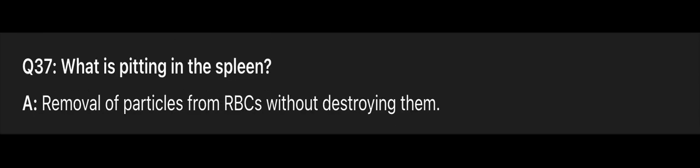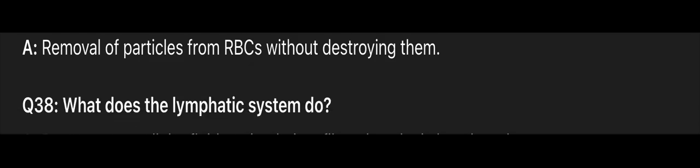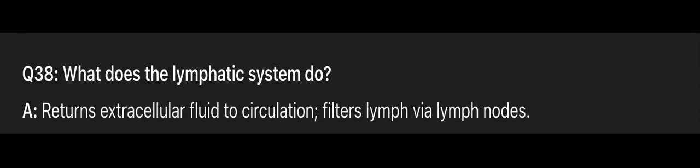What is culling in the spleen? Culling is removal of old or damaged red blood cells in a harsh environment. What is pitting in the spleen? It's removal of particles from red blood cells without destroying them. What does the lymphatic system do? It returns extracellular fluid to circulation, filters lymph via lymph nodes.